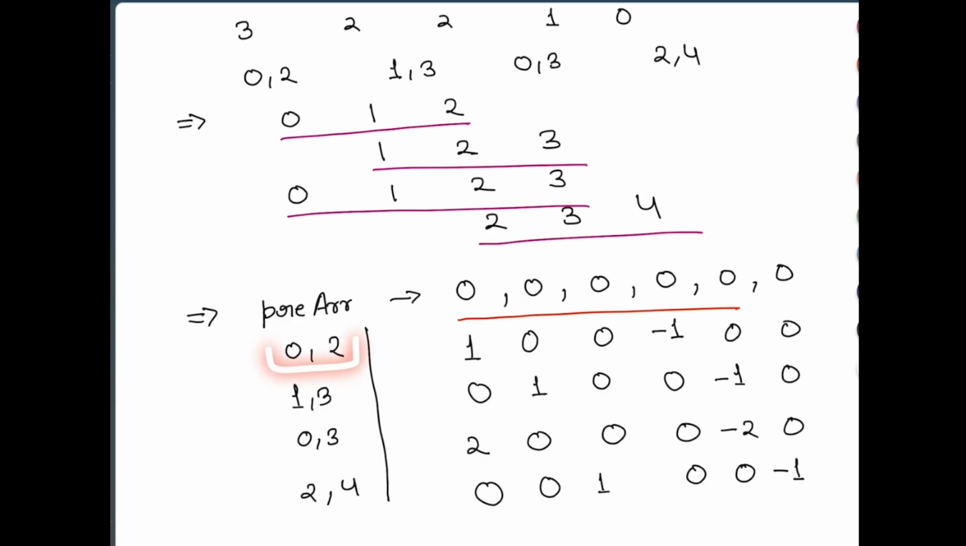So for 0 to 2, this will be addition of 1 at index 0, subtraction of 1 at index number 3, which is just after this index. For 1 to 3, it is addition of 1 at index 1, subtraction of 1 at index 4, just after this one, right? So this is the index 4, so minus 1.